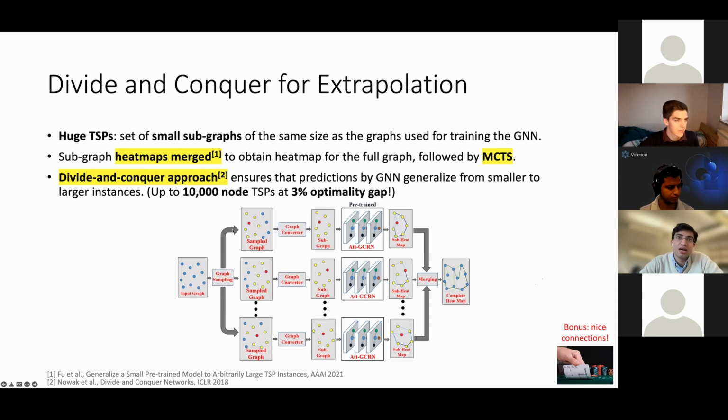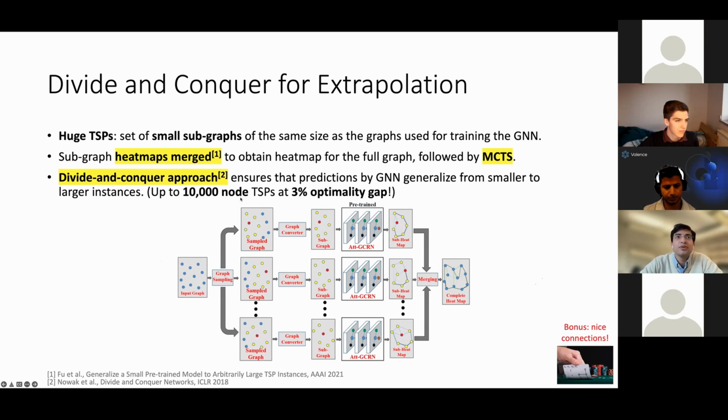They take a large graph and sample it into smaller sizes. So this could be 1,000 nodes, and then you have subgraphs of 100 nodes each, which you then pass through a GNN. You've trained the GNN on 100 node graphs, and you get a heat map out of it. Then you merge the heat maps and perform search, so you perform search after merging. Whereas if you just run your GNN directly on the full graph, it would not be able to generalize if it's never seen large graphs.